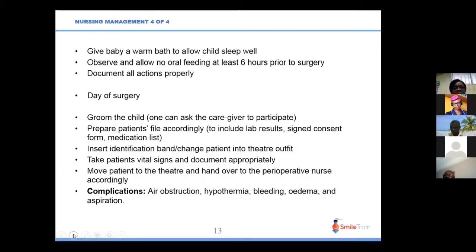Then insert your identification band. Change patient to theater outfits. Take patient vital signs, because there will always be the last vital signs before you leave the ward, and you document properly. In case what you got yesterday is different from what you're getting at that moment, you alert everyone. Then you now move this patient to the theater and hand over to the pre-operative nurses in the theater accordingly at the red line.